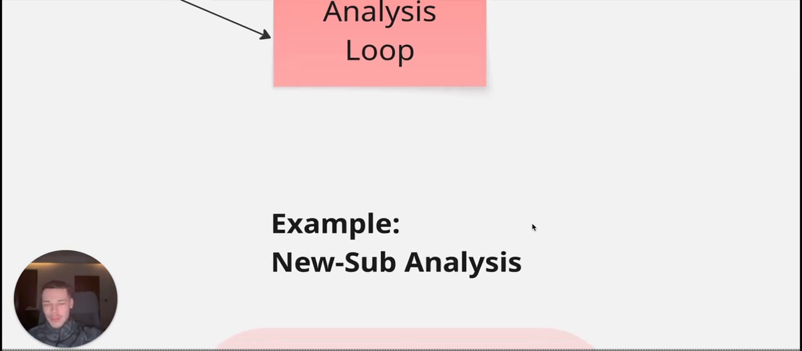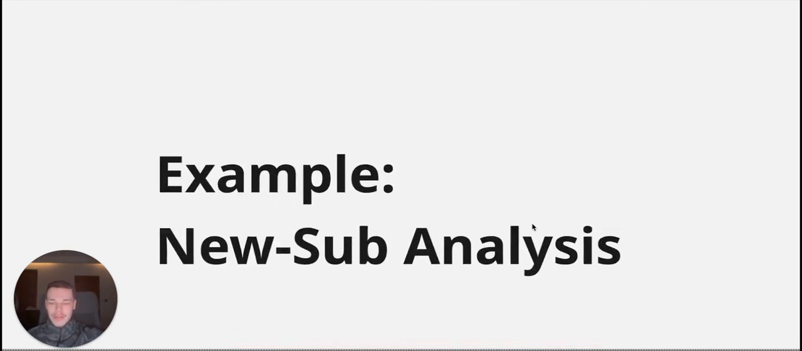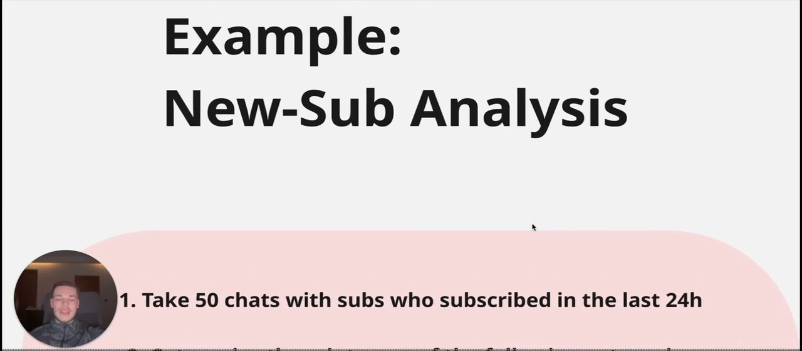So here we go. What you want to do is, first of all, take 50 chats with people who subscribed in the last 24 hours. If you don't have 50 new subs, I'm incredibly sorry for you, and then you probably have some different problems to take care of. Take as many new subs from the last 24 hours as you can, maximum 50, otherwise the numbers get too blurred out. Now, you have the 50 chats with 24-hour new subs.